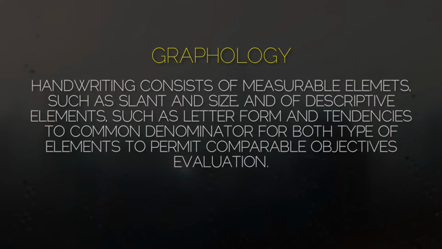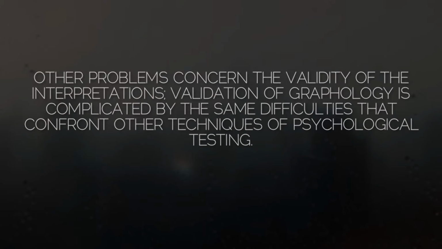In graphology, handwriting consists of measurable elements such as slant and size, and descriptive elements such as letter form and tendency, with a common denominator for both types of element to permit comfortable objective evaluation. Other problems concern the validity of the interpretation. Validation of graphology is complicated by the same difficulties that confront other techniques of psychological testing.